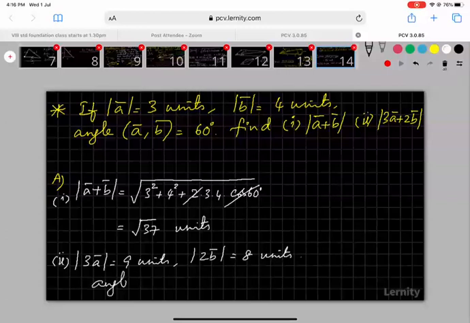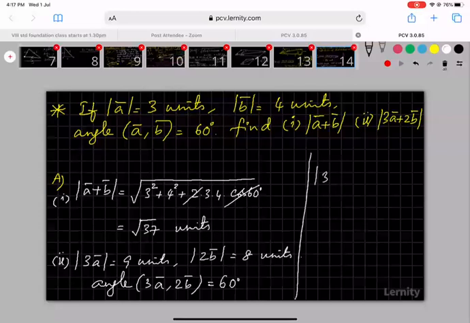What about angle between these two vectors? Angle between 3A bar and 2B bar. 3A bar is a positive scalar multiplied to a vector. Direction does not change. 2B bar is a positive scalar multiplied to a vector. Direction does not change. So 3A bar is in the same direction as A bar, and 2B bar is in the same direction as B bar. So if the angle between A bar and B bar is theta or 60 degree, then angle between 3A bar and 2B bar must also be 60 degree only. Same directions only, no? So this angle is also 60 degree.